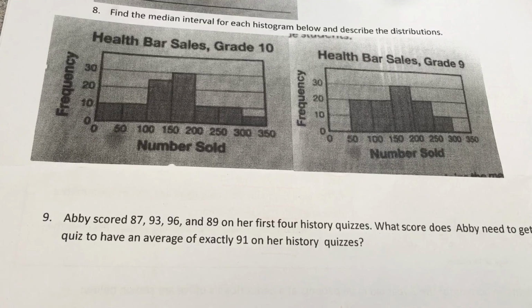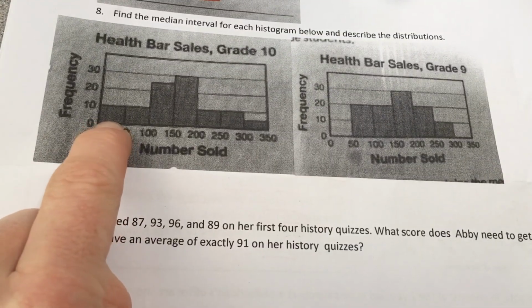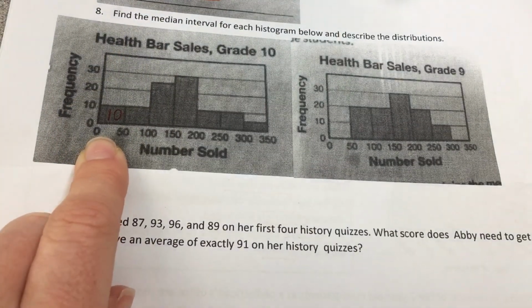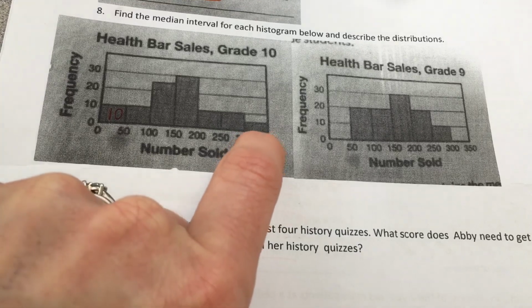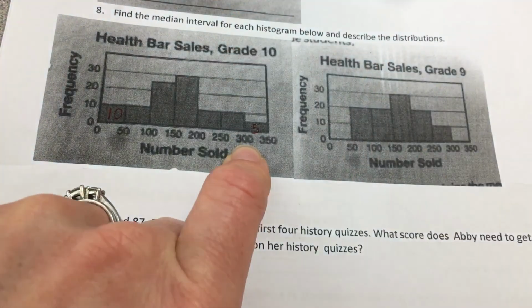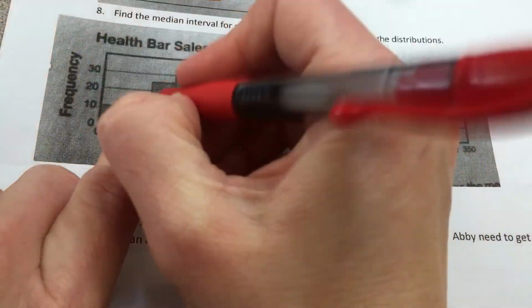Okay. How many things are in this one? 10. There's 10 things in that one. What about over here on this side? How many are there? 5. Okay. So this gets a little trickier. How many are in this one?